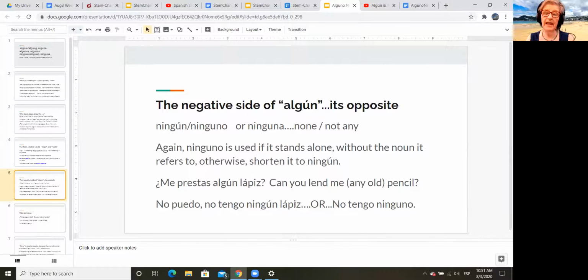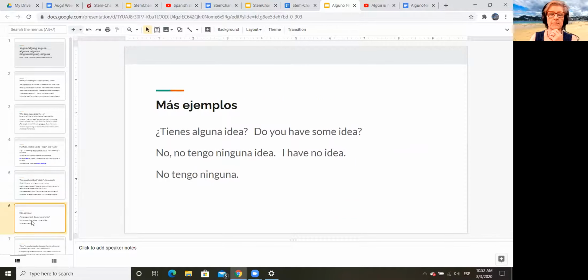Or if the lápiz is understood and we drop the word lápiz, it grows back, ningún goes back and grabs the O back for itself. No tengo ninguno. I don't have any. And I drop the word lápiz. I don't have any. Or I have none. Bien. Más ejemplos. Some more examples. ¿Tienes alguna idea? Do you have some idea? No, no tengo ninguna idea. I have no idea. No tengo ninguna. I have none.